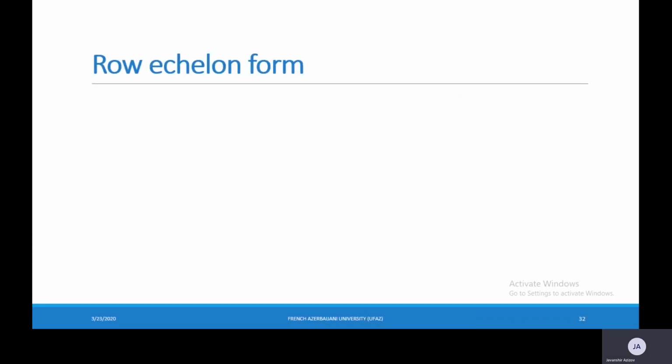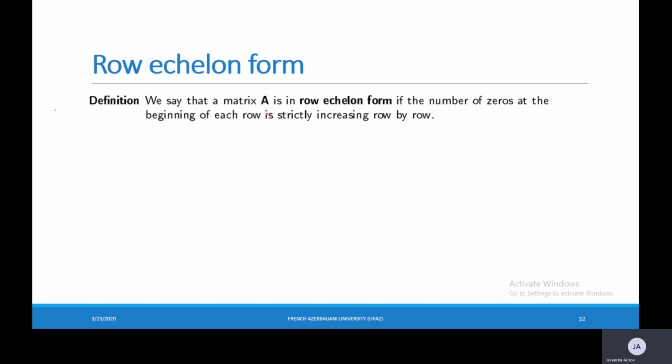Hello guys, in this video I'm gonna talk about row echelon form and Gauss algorithm or Gauss elimination, which is used to solve systems of linear equations. We say that a matrix A is in row echelon form if the number of zeros at the beginning of each row is strictly increasing row by row.